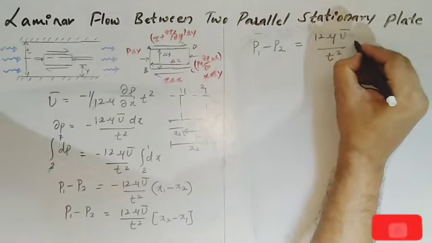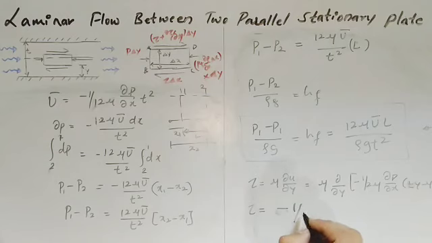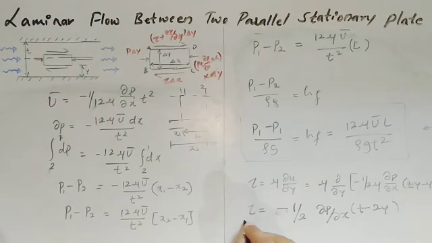So the final equation I will get, that is the shear stress distribution, will be 1 by 2 dou p by dou x into t minus 2y. So this is our shear stress equation. After integrating and simplifying this equation, I will get tau, that is the shear stress distribution, as minus 2 dou p by dou x into t minus 2y.